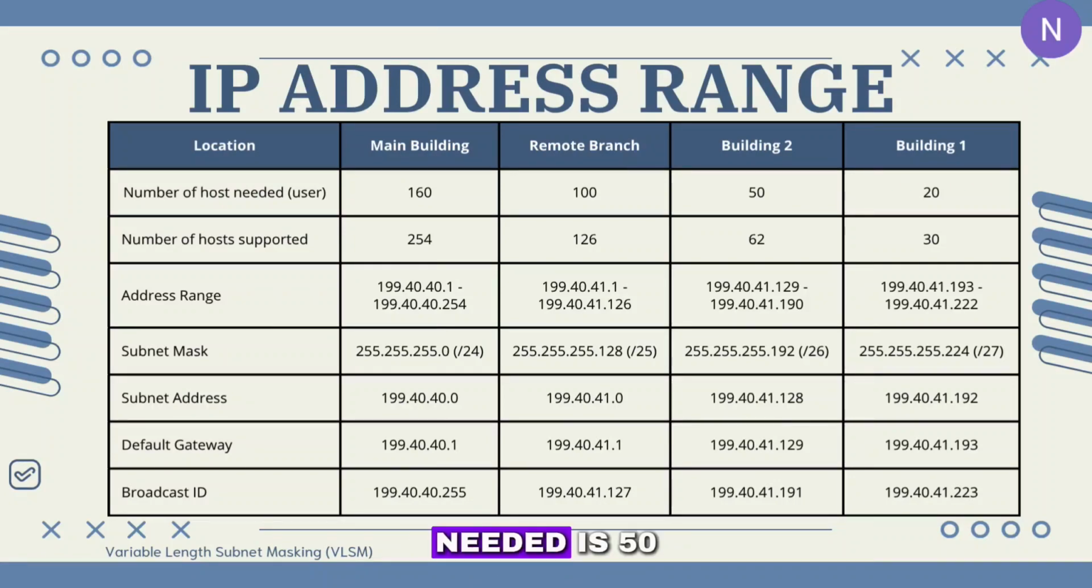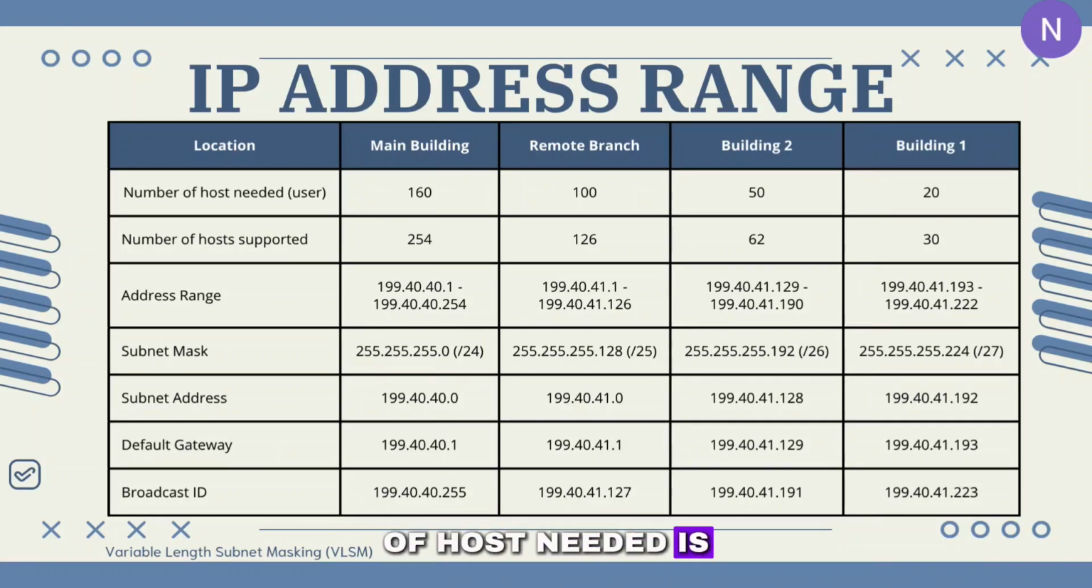The number of hosts needed is 50, and the number of hosts supported is 62. The address range is from 199.40.41.129 until 199.40.41.190. The subnet mask is 255.255.255.192/26, and the subnet address is 199.40.41.128. The default gateway is 199.40.41.129. The broadcast ID is 199.40.41.191, and the last one is building 1.